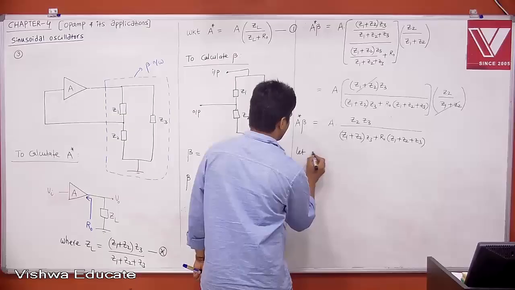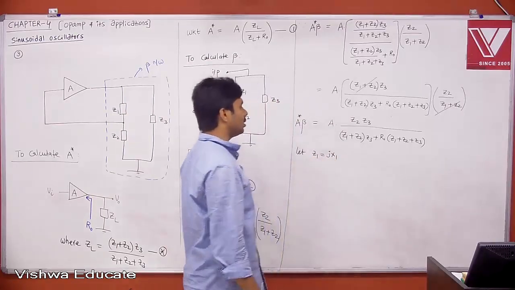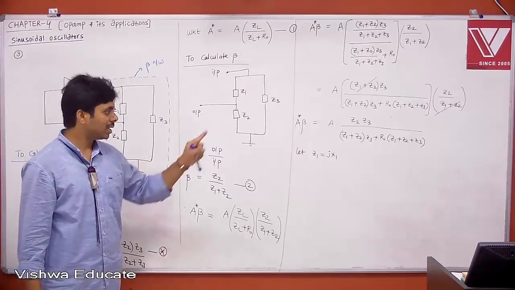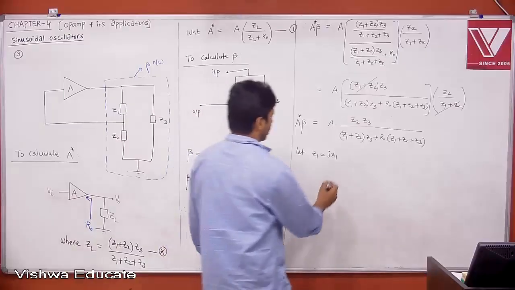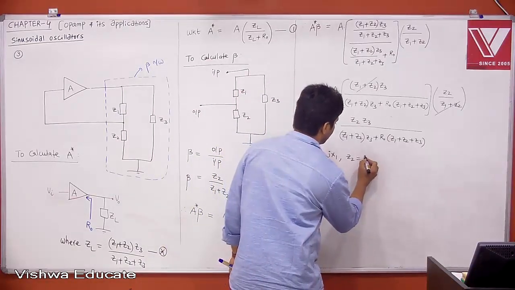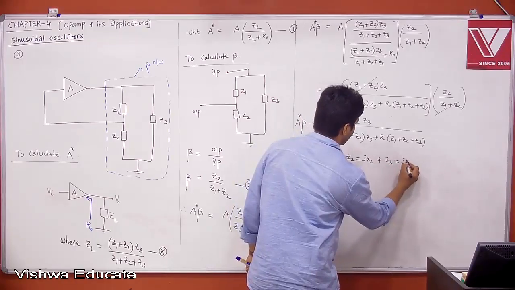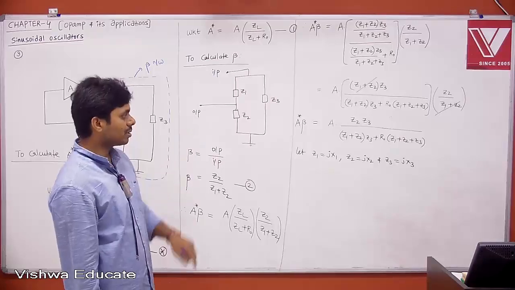Let Z1 be equal to J into X1. What is the meaning of J into X1? It is a reactive component. If X1 is positive, it is an inductor. If X1 is negative, it is a capacitor. That is the meaning of it, okay? And Z2, but no resistor, okay? Z2 is equal to J into X2 and Z3 is equal to J into X3. Now can you substitute? That depends on X1.